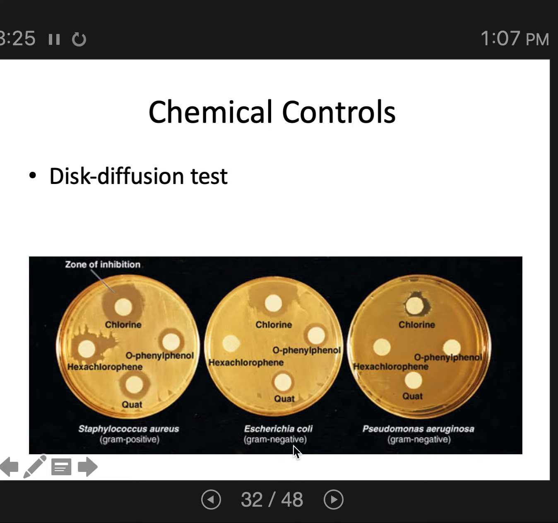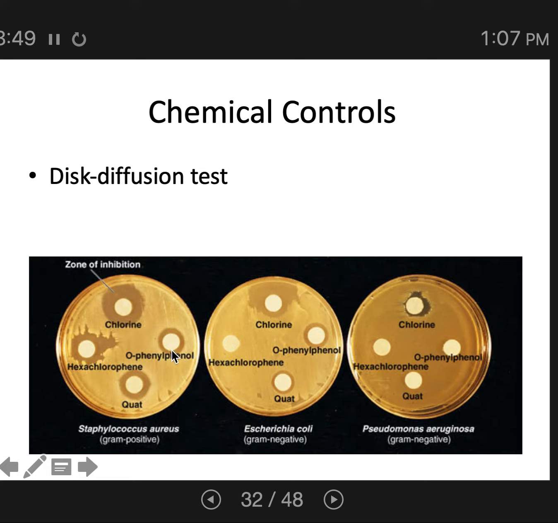Each dish is inoculated with a different bacterial species. So you have Staphylococcus aureus, which causes staph infection, right here. And this is a gram-positive bacteria. And this lighter yellow, that's the bacterial film that's growing. And then this darker yellow, that's where the bacteria is not growing. That's seeing through just to the media behind.